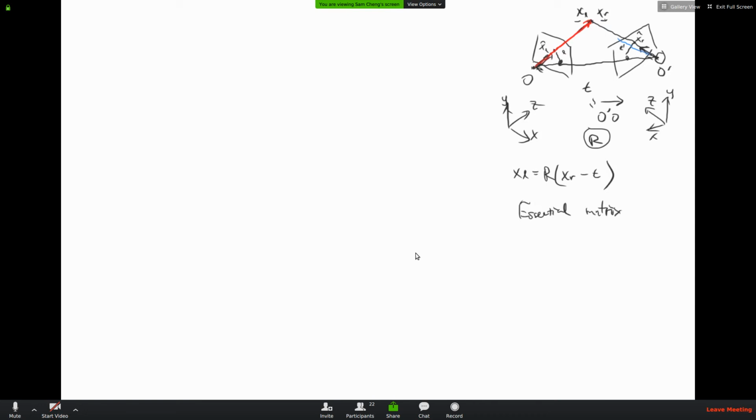Maybe I should stop writing here. The essential matrix has a property like this. If I consider the coordinates from the left camera, XL, and the coordinates in the right camera, XR, I will have this relation for all points.